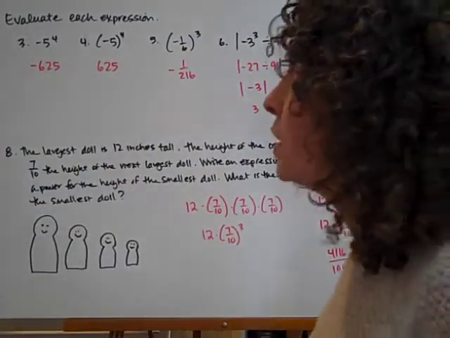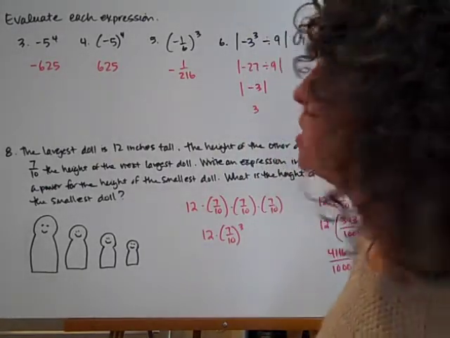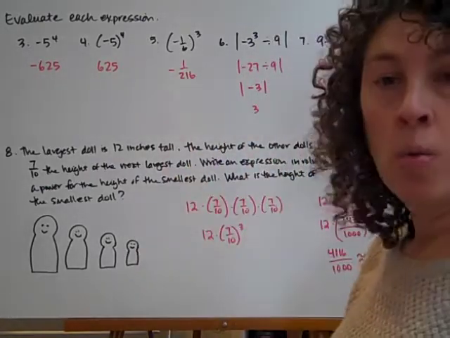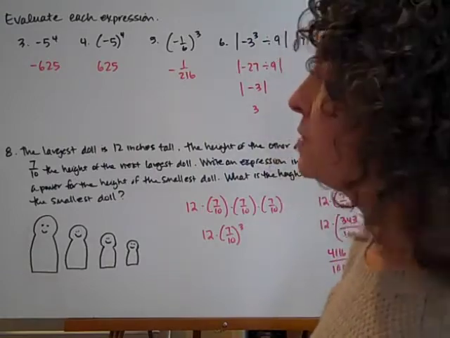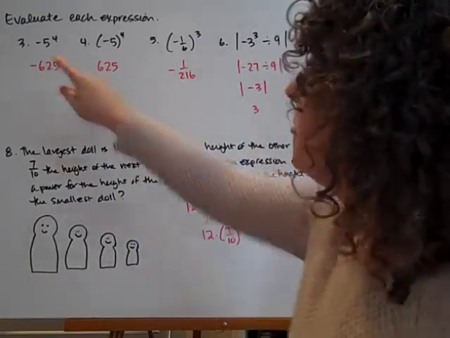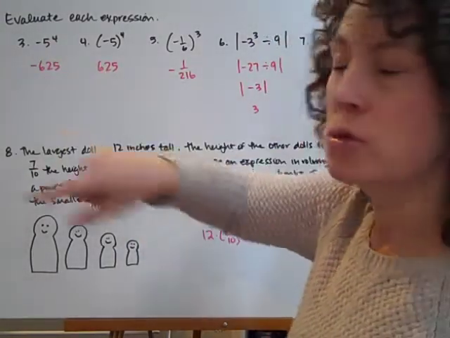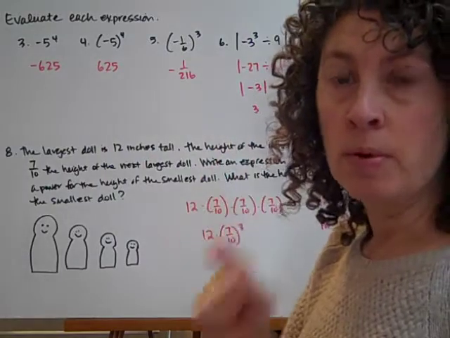All right, we're going to evaluate each expression. So we're going to look at each of these expressions and figure out what real number they are actually representing. So this is -5 to the 4th power. I've talked about putting the base in parentheses here.